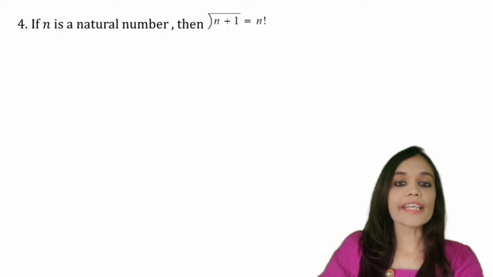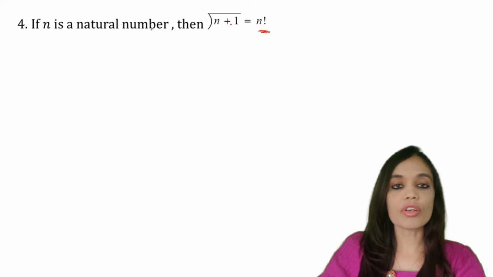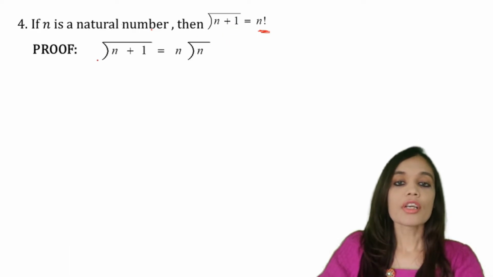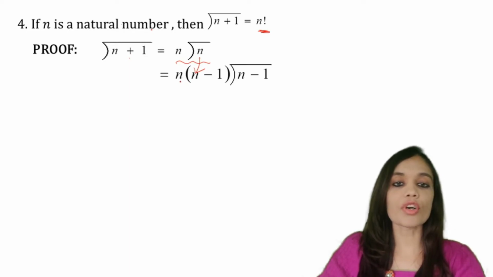If n is a natural number, then gamma n plus 1 is equal to what? n factorial. Okay, so let us prove this property. So we know that gamma n plus 1 is what? n gamma n.